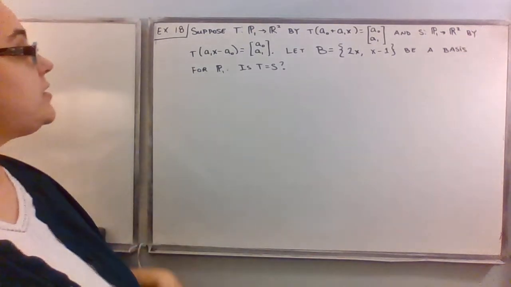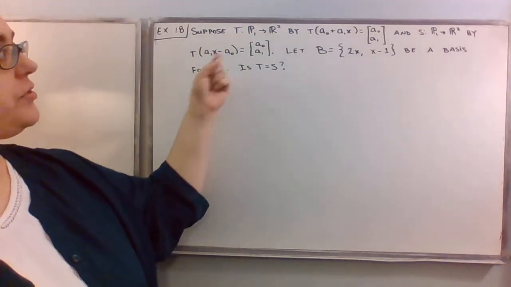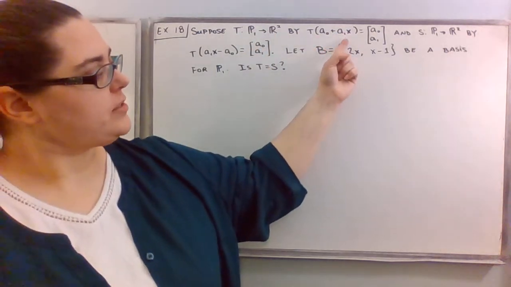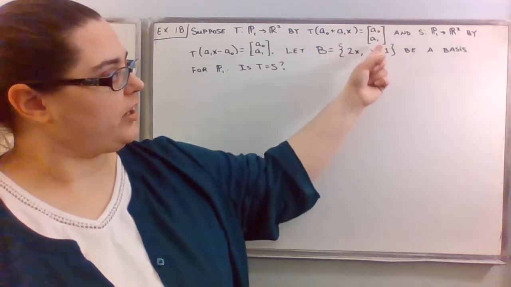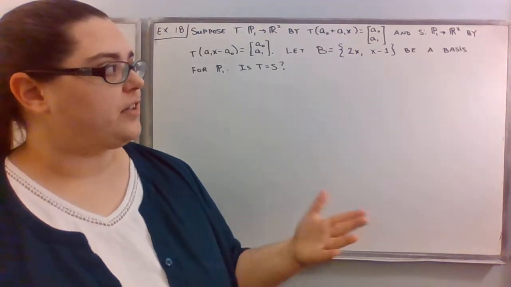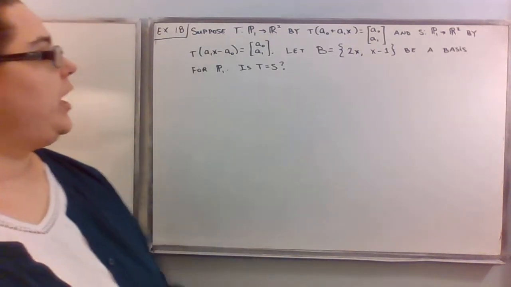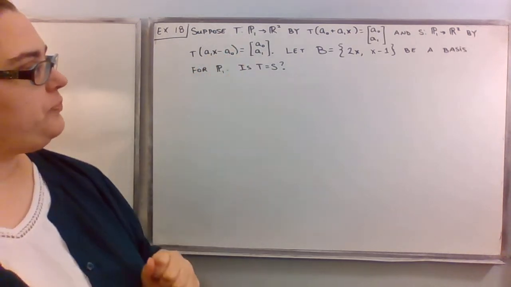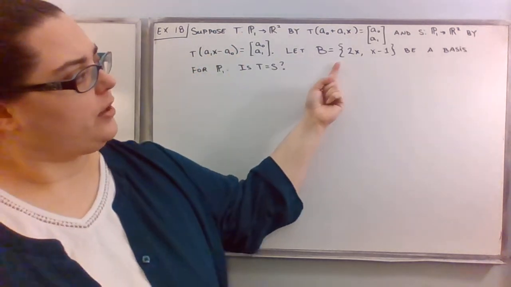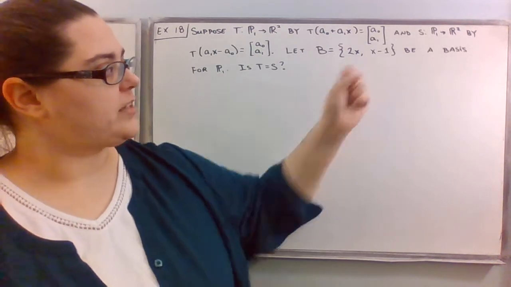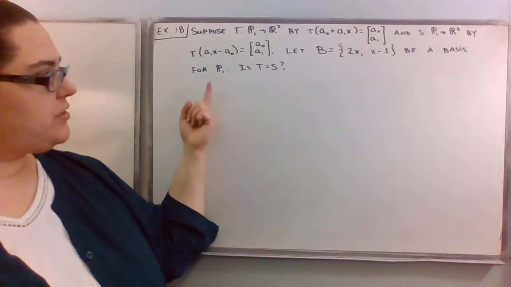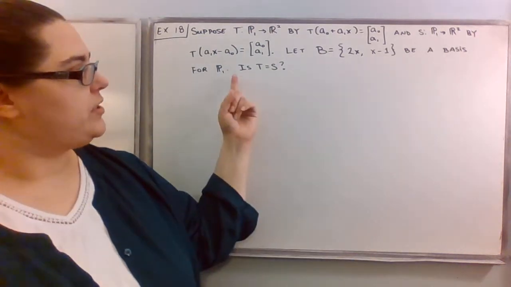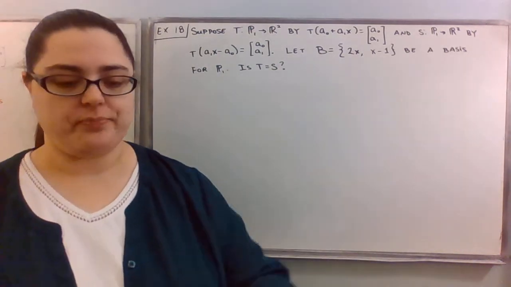Example 18 says that we're going to suppose T goes from P1 to R2 by taking a0 plus a1x to the vector (a0, a1). And S is also going to go from P1 to R2, and it's going to take a1x minus a0 to (a0, a1). We're going to let B be the set {2x, x minus 1}. This is a basis for P1. They're telling us that, so we don't have to check that. And they want us to know, is T equal to S?